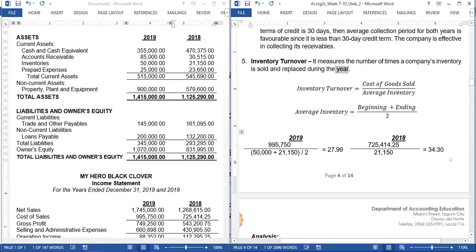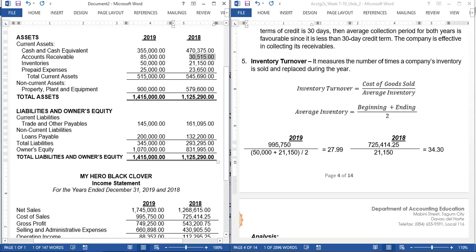And you do have here 2019. So 995,750 which is the cost of sales, divided by average sa inventory 50 which is the ending, and 21,150 ang beginning. Okay? So, beginning niya, which is the previous year. Divided by 2, so the answer is 27.99.